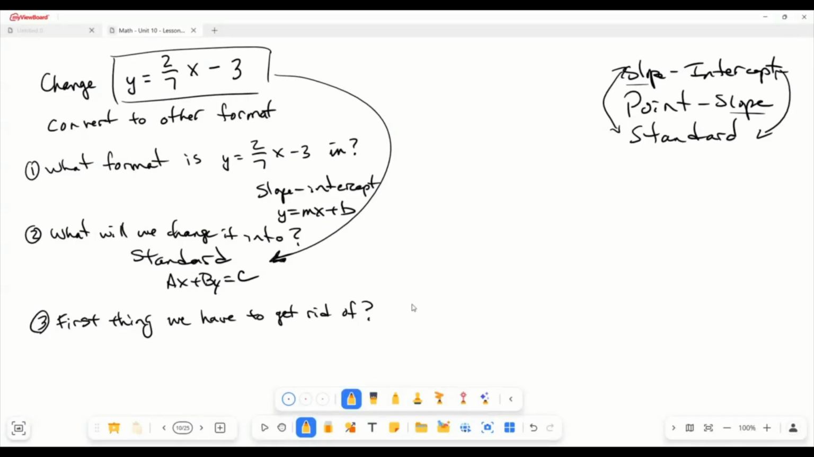So if we are going to start with y equals 2/7 x minus 3, and I want to get rid of that fraction, how do I do that? Multiply 7 on both sides. Good.